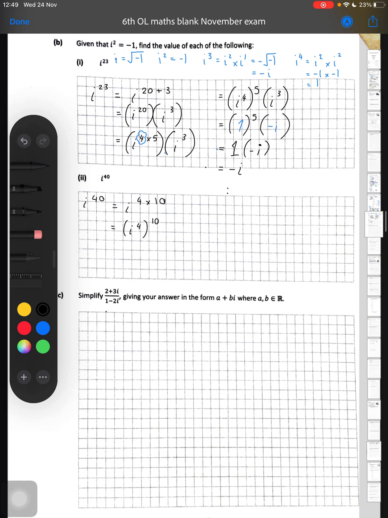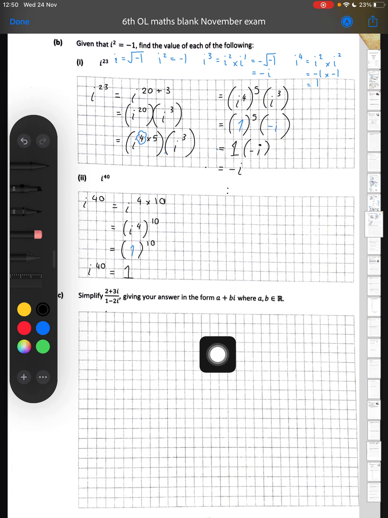Okay, so those are our indices rules in our log tables, and I know then that i to the power of 4, using what I've written up here, is equal to 1. Okay, so 1 multiplied by itself 10 times is just 1. So i to the power of 40 is equal to 1. Okay, and then this one says simplify 2 plus 3i over 1 minus 2i, giving your answer in this form.